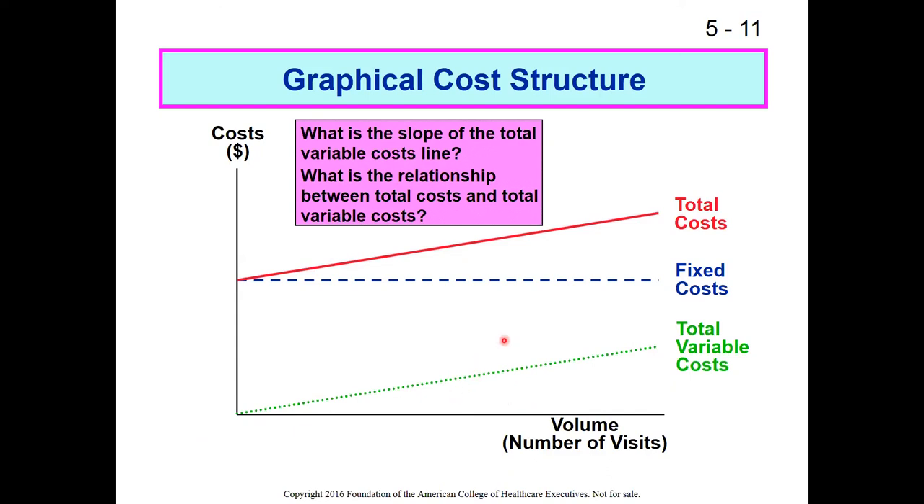So combining our variable costs and our fixed costs gets us total cost. Remember, in order to open the doors and see that first patient, we have to pay our lease, we have to hire employees, we have to pay the overhead. So we're going to pay that $300,000 to open the doors. And then for every patient we see, we're going to go 300,000 plus 25, 300,000 plus 50, 300,000 plus 75, and so on.